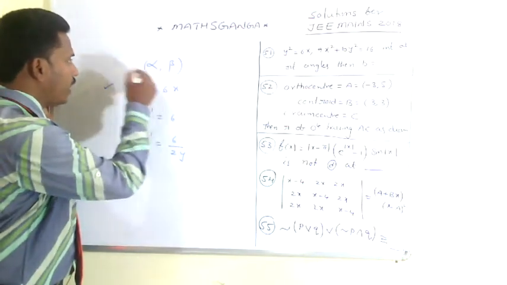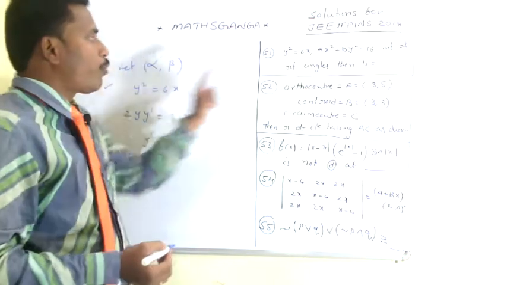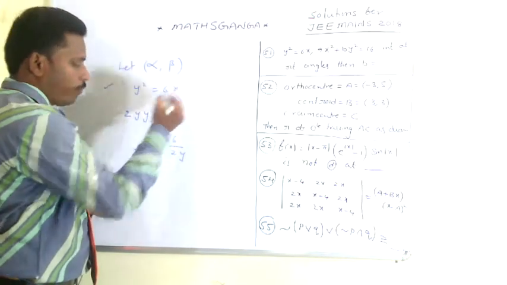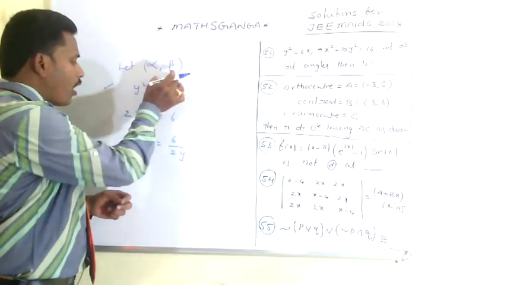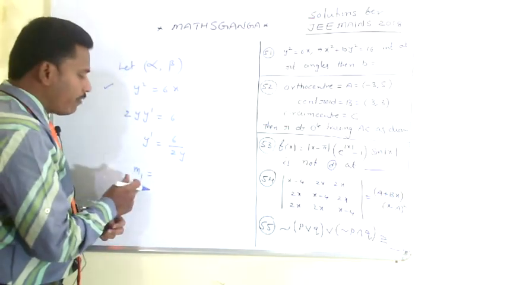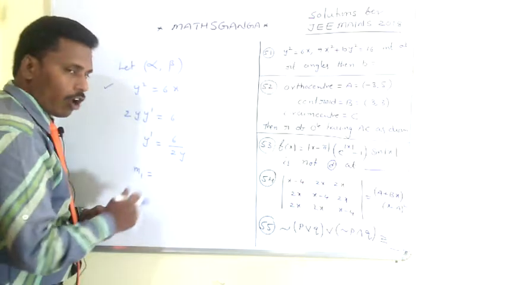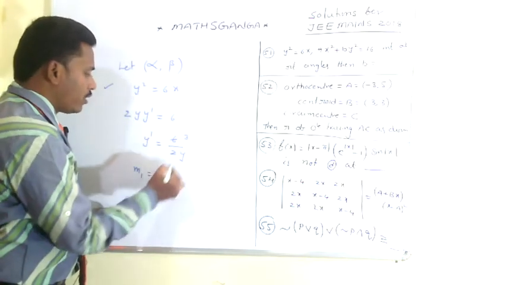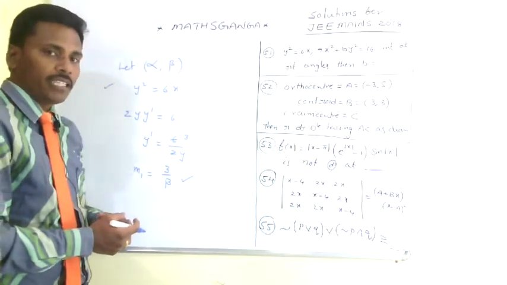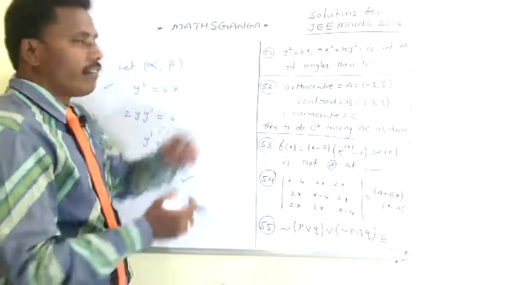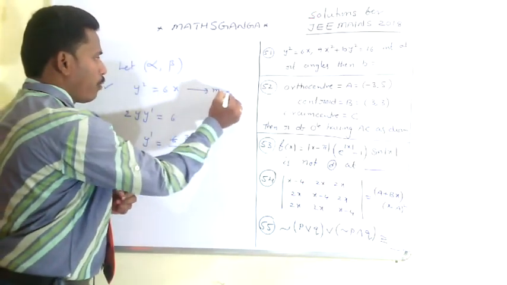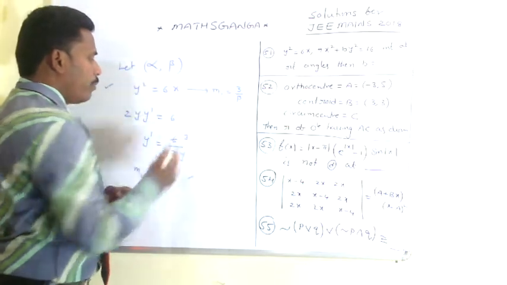Since alpha comma beta is the point of intersection of these two curves, alpha beta clearly lies on this curve also, and at this alpha beta we need to calculate the slope. So let m1 be the slope, the first derivative at the point alpha beta. If you cancel with 3, you have 3 by beta as the slope of the tangent at the point alpha comma beta for the first curve. So for the first curve at alpha beta, the slope of the tangent is 3 by beta.